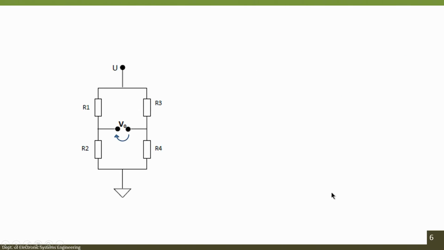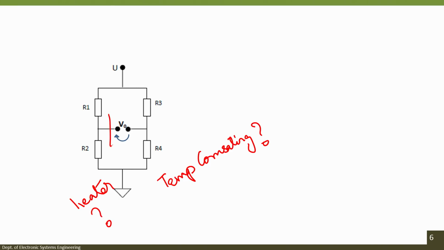Now this is the basic circuit. Here, like you all know, this is the Wheatstone bridge. The supply here, the ground, R1, R2, R3 and R4. Let's understand where your heater element goes. Where does your temperature compensating device go in this circuit? And what is this? The difference between the voltage at this point and at this point. So let's study more about the different parameters that go into this measuring unit.